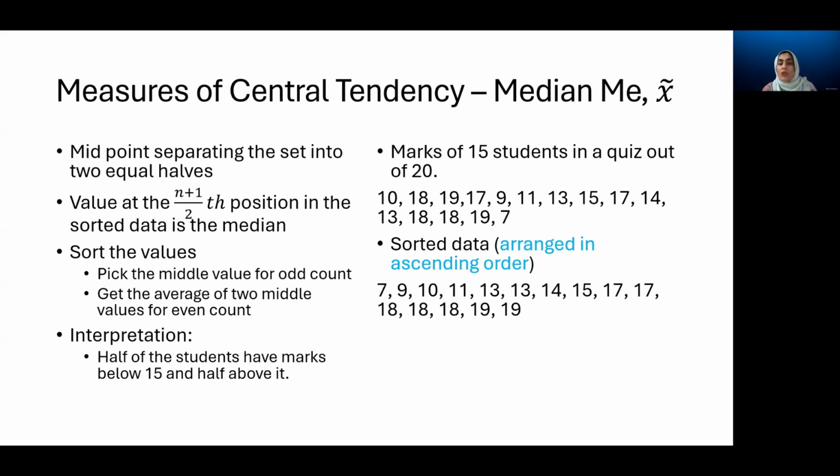Now, we know that these are 15, so the count is odd. When we apply this midpoint calculation expression, we get 15 plus 1 is 16. 16 divided by 2 is 8. So we will have to find out the 8th position and the value at the 8th position. So 1, 2, 3, 4, 5, 6, 7 and 8. Okay. 15 जो वैल्यू है वो 8th पोजीशन पे पड़ी है. So this is going to be the median of our data set.